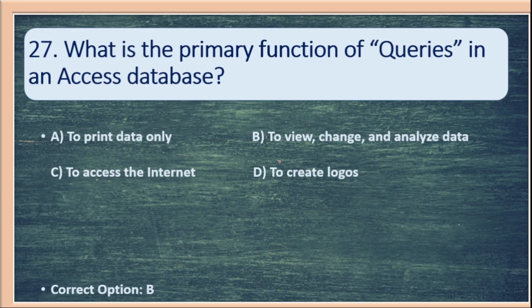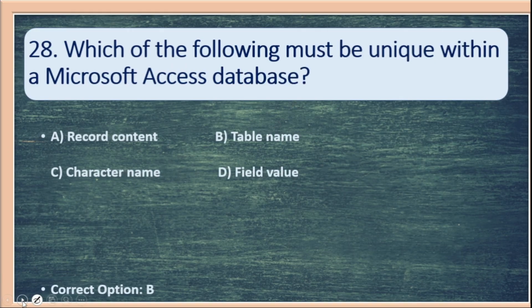What is the primary function of a query in an MS Access database? To print data only, to view, change, and analyze data, to access the internet, to create logos. Answer is B. Which of the following must be unique within a Microsoft Access database? Record content, table name, character name, field values. Answer is B, table name.